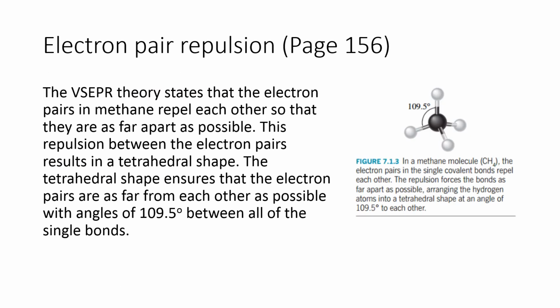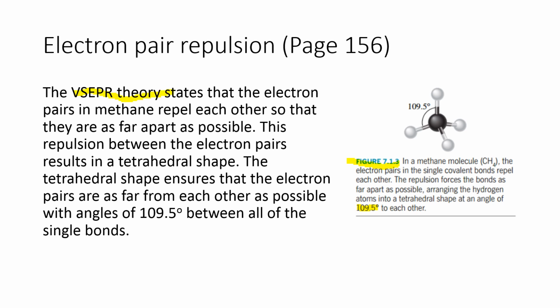Alright, so based on what I've mentioned about the methane molecule, as you can see here, methane is CH4. The electron pairs in single covalent bonds repel each other. It says the repulsion forces the bonds as far apart as possible, arranging the hydrogen atoms into a tetrahedral shape with an angle of 109.5. So the angle between the hydrogen atoms in this methane molecule is 109.5.